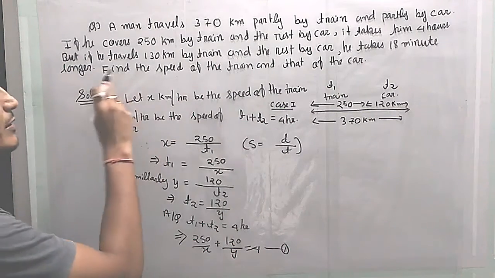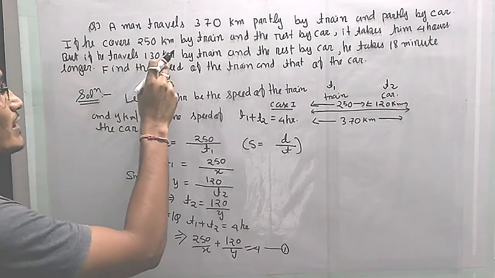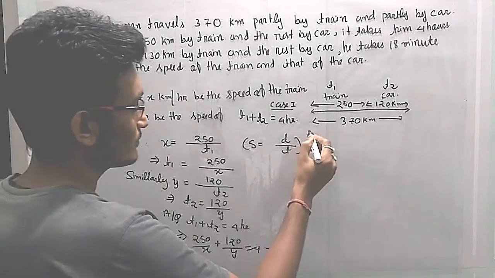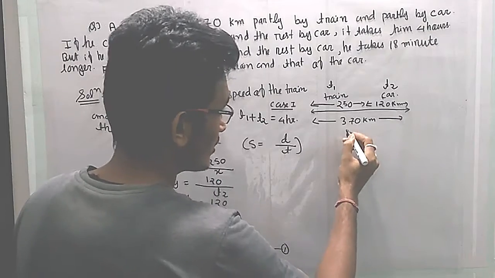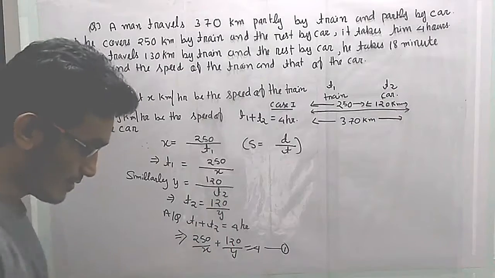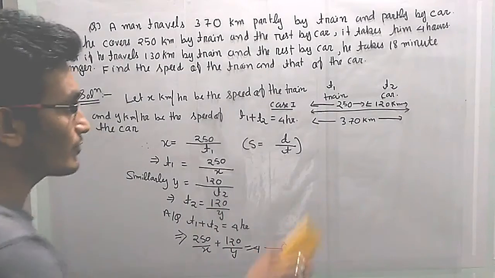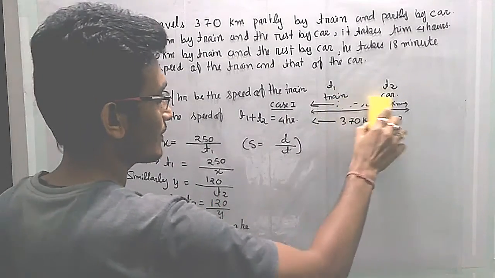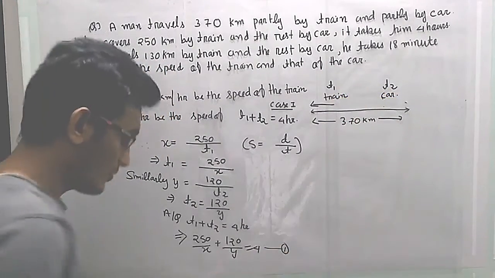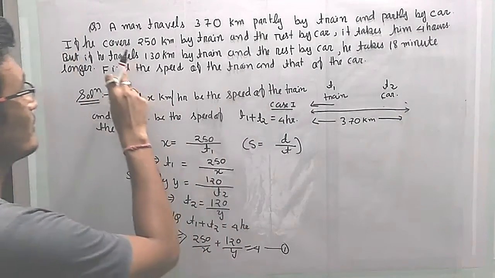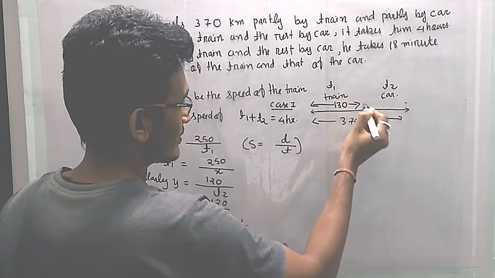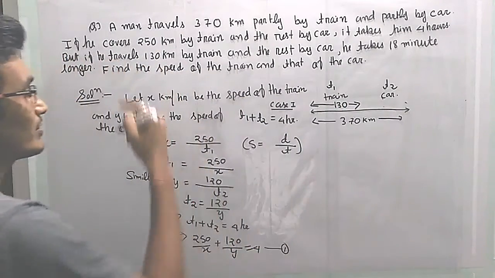Now let's move to the remaining lines. But if he travels 130 kilometer by train, so what is case 2? In case 2, 130 kilometer is traveled by the train. The total distance is 370 kilometer. In case 2, the distance traveled by the train is 130 kilometer.